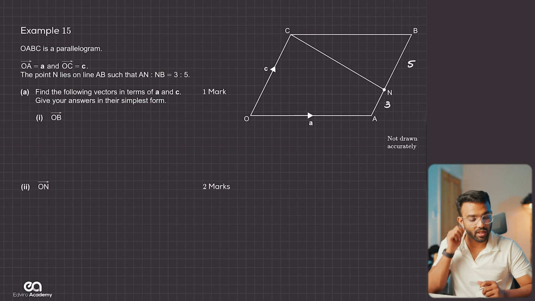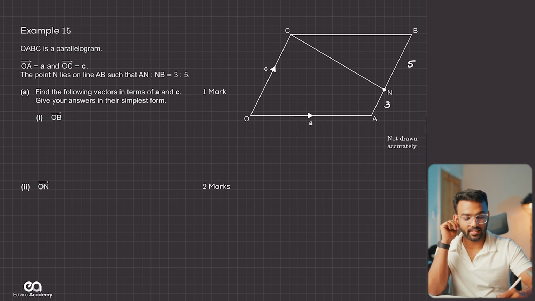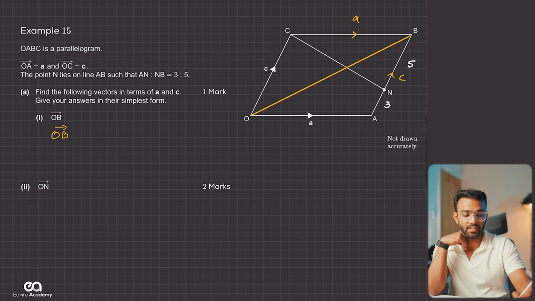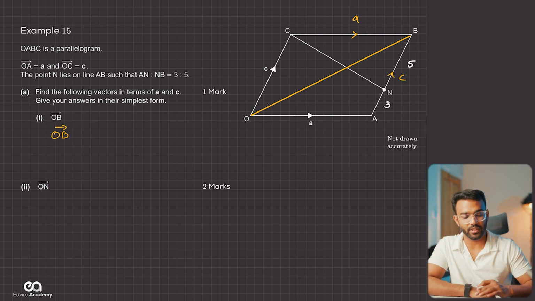We got to work out OB. So OB is this yellow line. And so OB is simply OC plus CB. And because this is a parallelogram, you can see this is the opposite side, the lengths of opposite sides are equal and they're parallel, so it is the same vector.